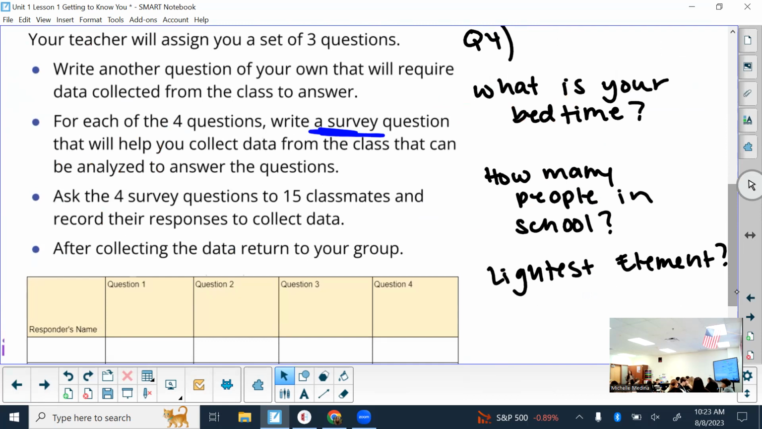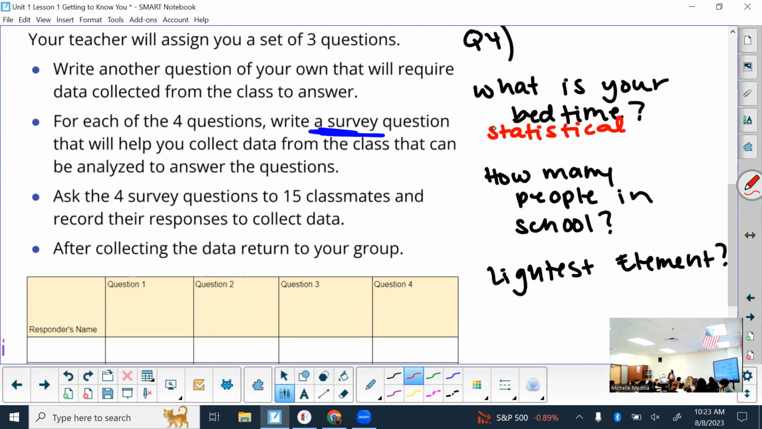Okay, so all of your question 4s were different. If you really want to know if you answered that right for what type it is, you can ask me and I'll tell you. But if I asked you, what is your bedtime? Is that a statistical question? Yes, because we all don't go to bed at the same time. Maybe some of us do. We should expect a range of answers. What type of data would we get? Numerical or categorical?